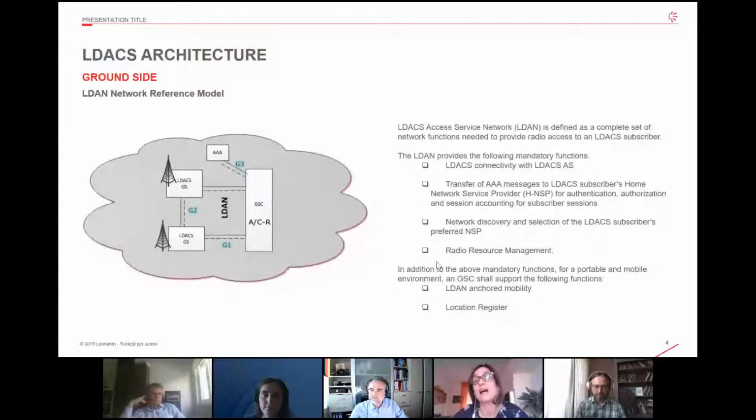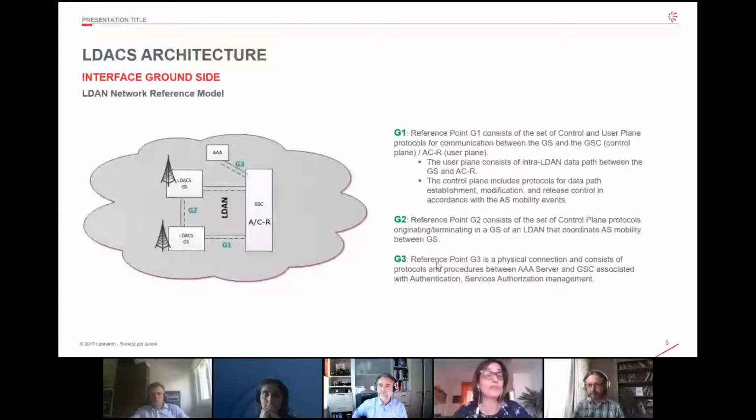The LDACS access service network provides the following mandatory functions: the connectivity with the aircraft station, the transfer of the authentication and encryption messages with the LDACS subscriber's network service provider, the network discovery and selection of the preferred NSP, and also the radio resource management. In addition, for a portable and mobile environment, a ground station controller shall also support the anchor mobility and the location register.